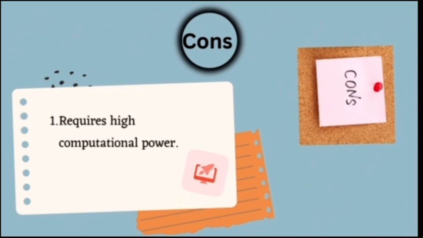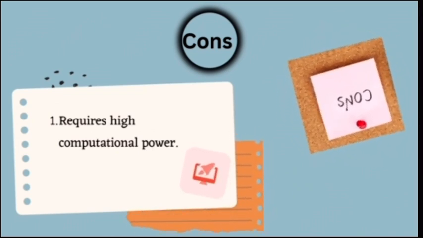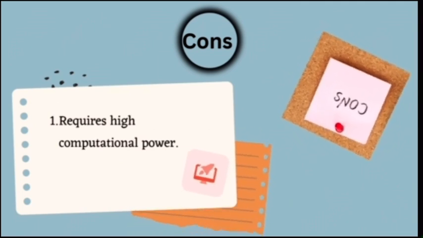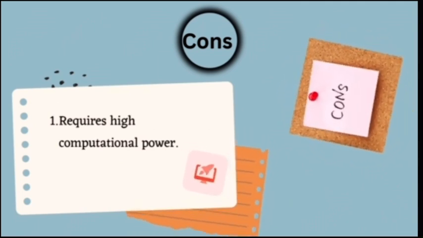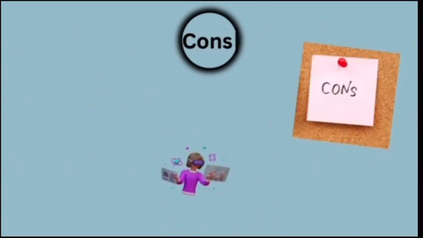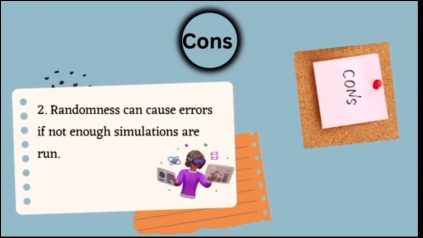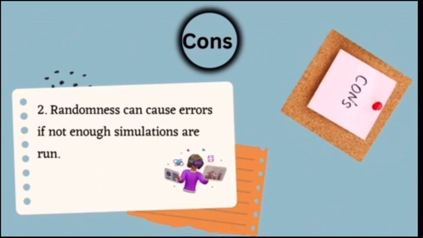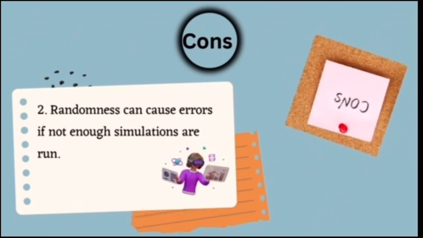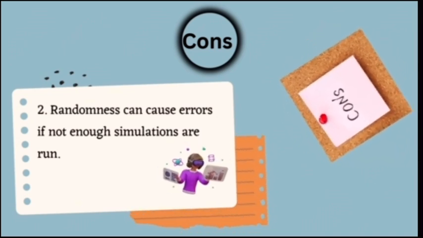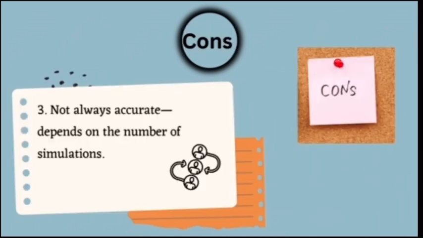Monte Carlo simulation involves running thousands or even millions of simulations. This requires significant computing resources, especially for complex problems, making it slower and more expensive. Since Monte Carlo relies on randomness, few simulations may lead to inaccurate results. The accuracy improves as the number of trials increases, but too few can create misleading conclusions.